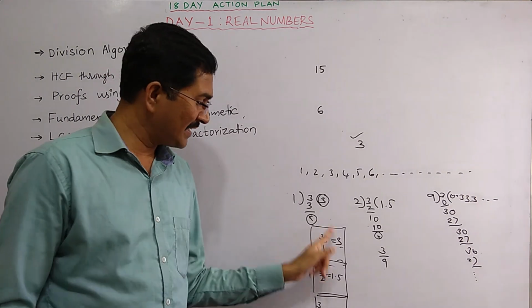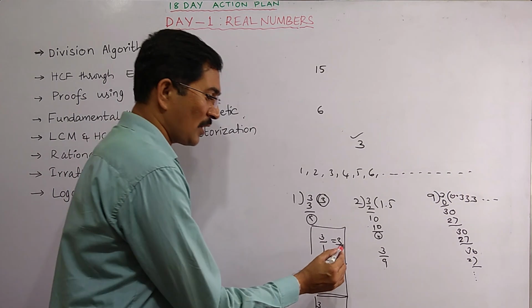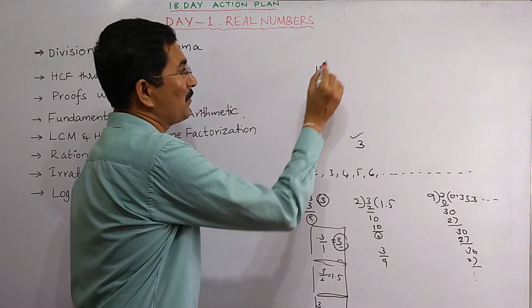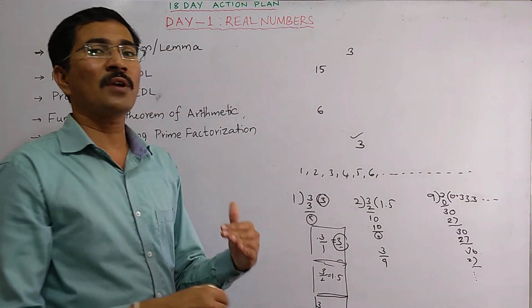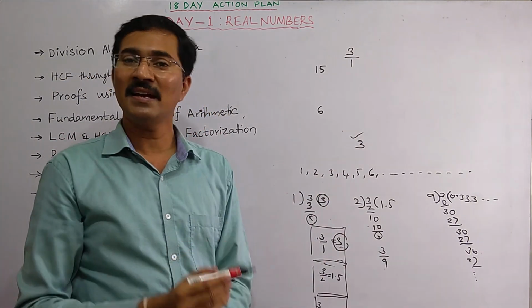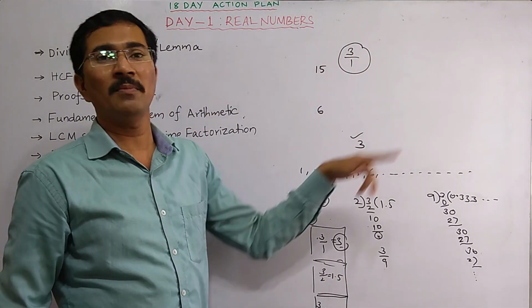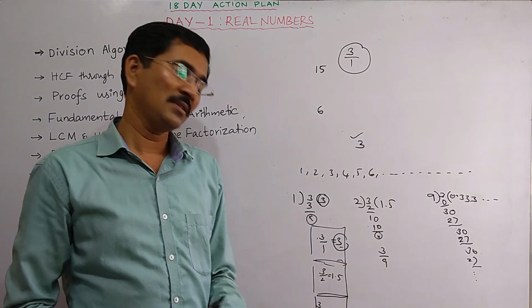Now, can we convert a decimal form into p by q form? Definitely. So how to convert this one into this form? Simple. When you have an integer, to convert it into p by q form, simply write it by 1. That itself is the answer. Because all we need is p by q form and p and q must be integers. That's it. Achieved. No problem.